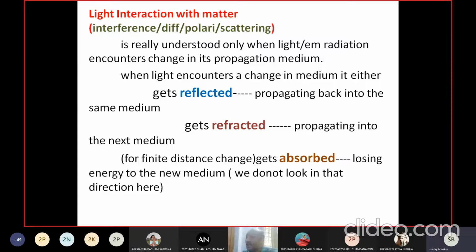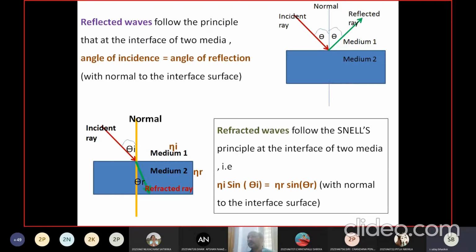Okay, so there are different aspects, but basically when light interacts at a change in medium, it either gets reflected, meaning propagating back into the same medium, gets refracted, propagating into the next medium, or gets absorbed. That means energy is absorbed by the medium. Okay, so these are the things that may happen when light is trying to interact with matter. Reflection is back into the same medium, refraction is into the next medium, and absorption is by the medium.